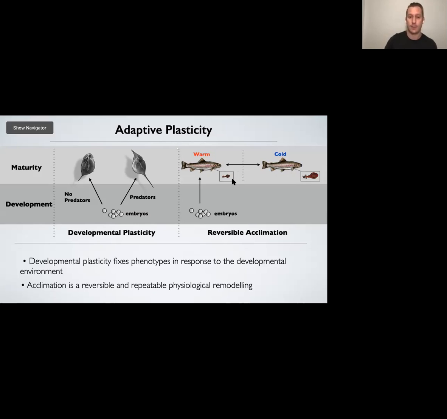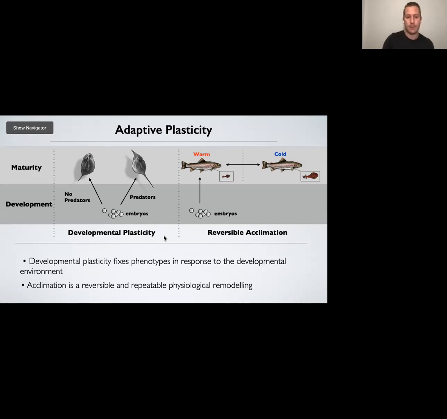So we actually see hypertrophy of the heart tissue in cold acclimated rainbow trout, and that's going to counteract the limitations of cold environments on cardiac muscle contraction, so that these cold acclimated fish can maintain cardiac scope. The thing here is that if we return these cold acclimated fish to a warm environment, we see a reversible remodeling where the heart then returns to its original size.